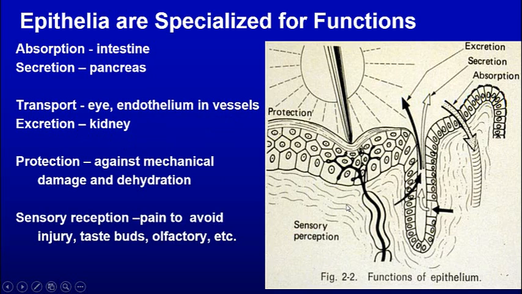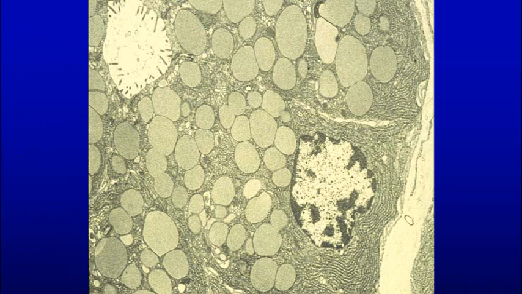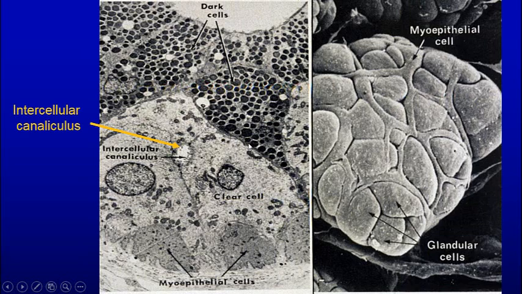Also, these are the cells that are sensory. They sense pain, to avoid injury, and also they have taste buds and olfactory cells, a host of cells, and they contract, the myoepithelium. So here we see one of those cells, like a pancreatic acinar cell, with the lumen up here, junctions making that lumen, rough endoplasmic reticulum, and secretory granules to be discharged at the surface.